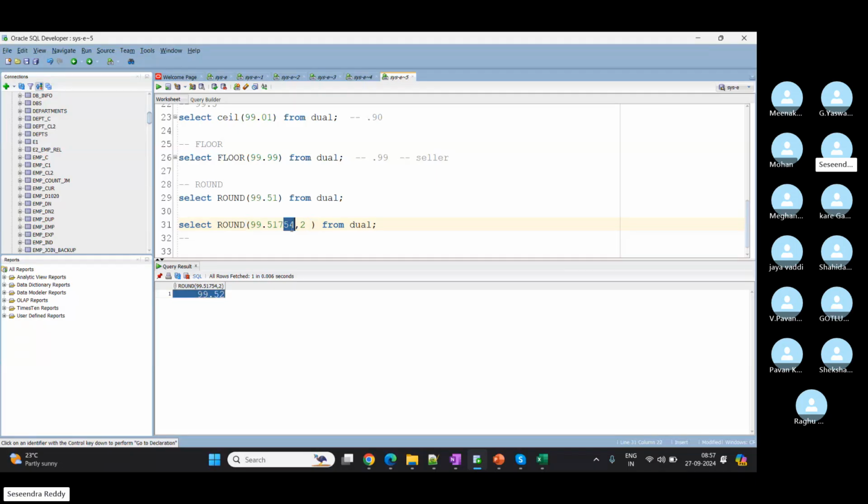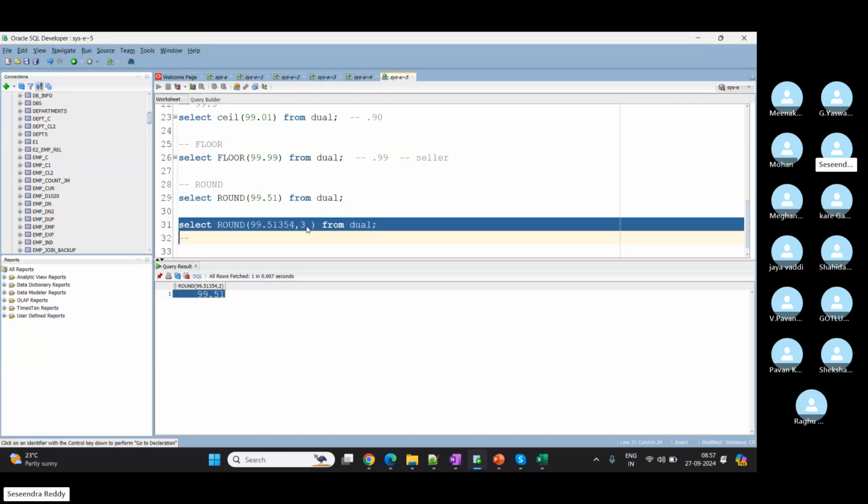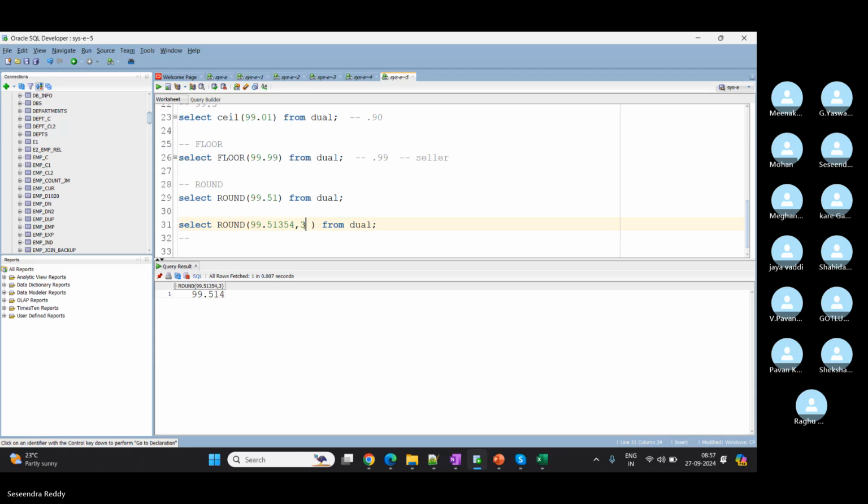54 is near to the highest value, so it will be like 6, right? When it comes to here, 76, again it is near to the highest value, so it will round figure to 252 instead of 251. In case I have 3 here, which is near to the lowest value, it will be 251 only. Same way, if we want to display 3 decimals, we can say 3 here.